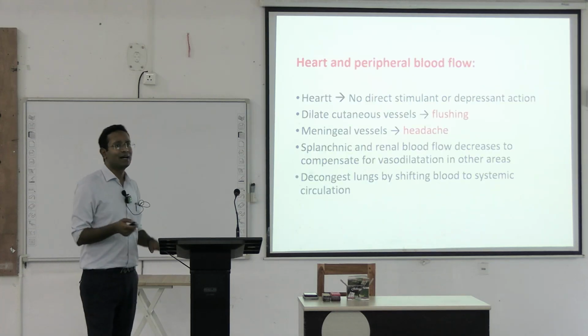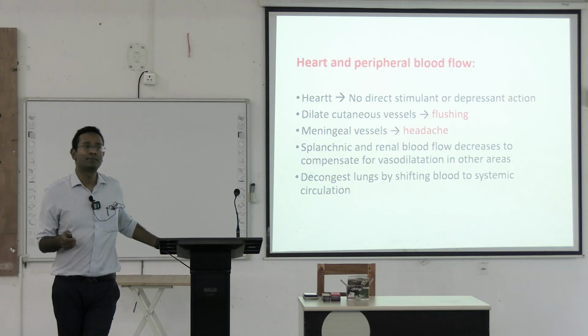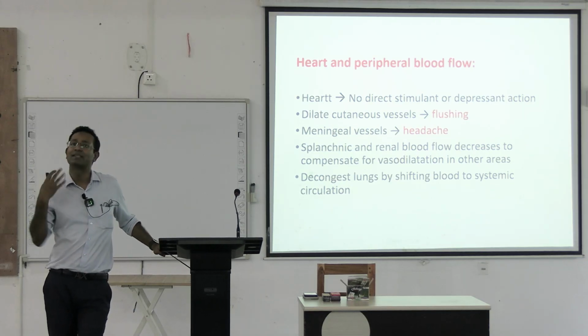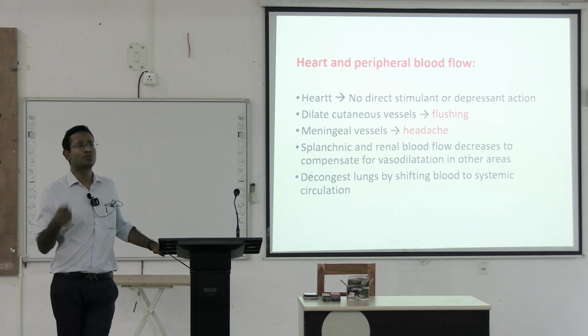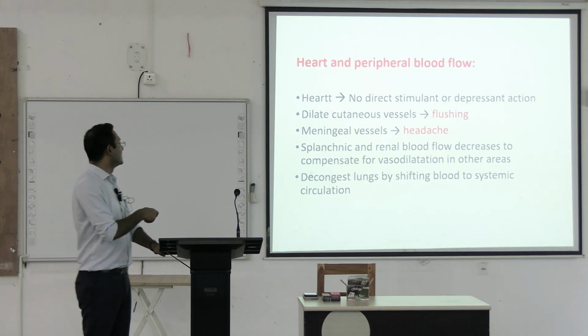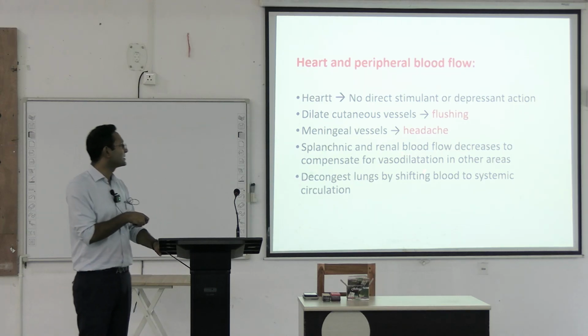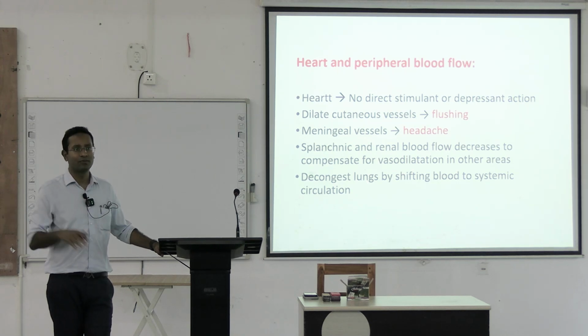Now, the effects on the heart and other organs. In the heart, there is no direct stimulant or depressant action. It dilates the cutaneous vessels, so flushing happens. It dilates the meningeal vessels, so headache might happen. Splanchnic and renal blood flow decreases to compensate for vasodilation of the other areas. It also decongests the lungs by shifting blood from the systemic circulation.